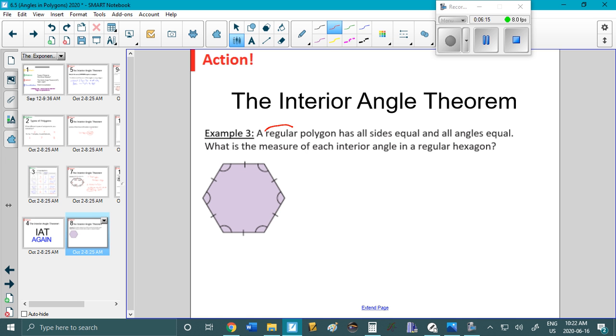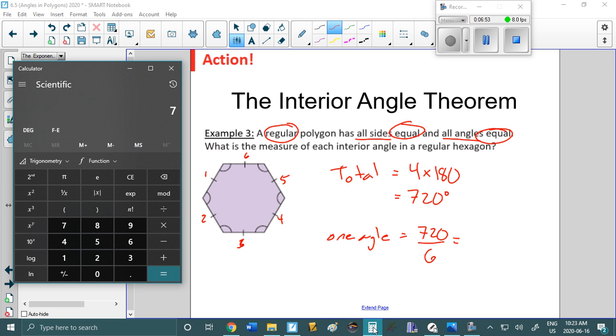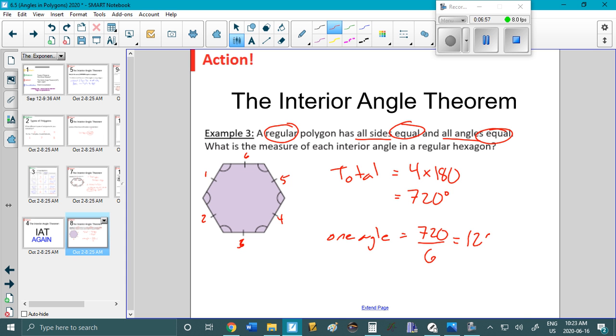Next up, a regular polygon has all sides and all angles equal. What's the measure of each interior angle in a regular hexagon? So a hexagon has 3, 4, 5, 6 sides. So the total is going to be 4 times 180, because I subtract 2 from 6, equals 720. And if all 6 angles are equal, one angle equals 720 divided by 6. 720 divided by 6 is 120 degrees. By IAT, that's where we got this part from, and regular, that's where we got the divide by 6, because everything is the same.